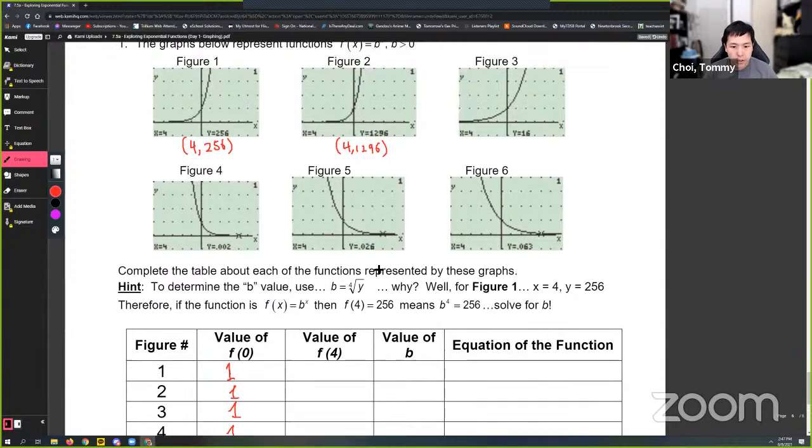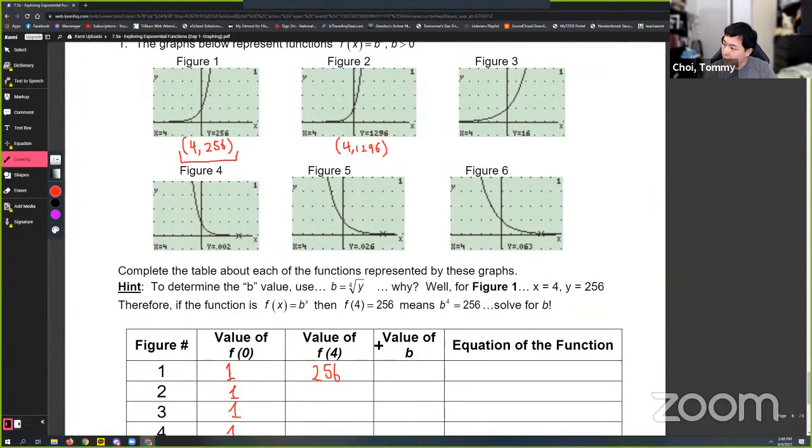And then we look at, okay, what's the value of f of 4? So for us looking at figure 1, the value at x equals 4 is 256. Okay? So now the question is, what's the base? How do we figure that out? Yes, we have the instructions here on the hint.